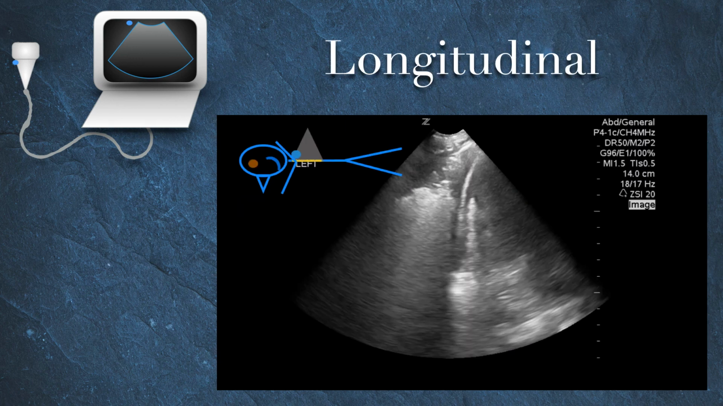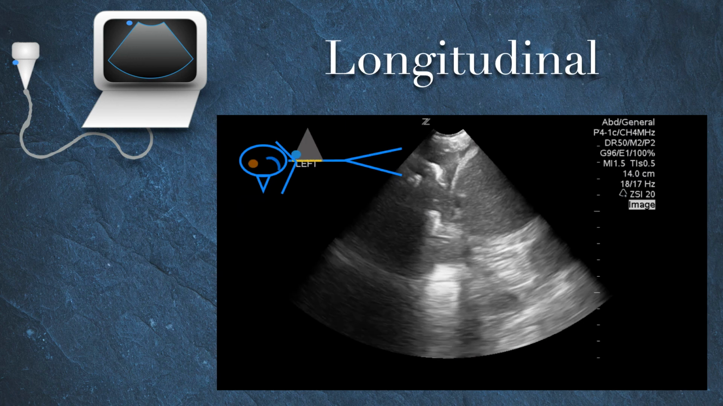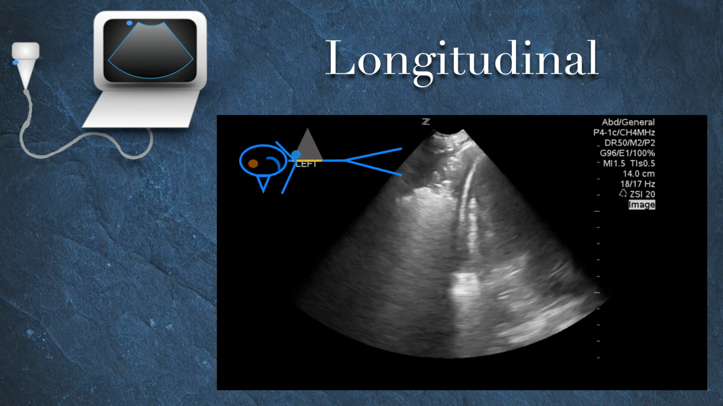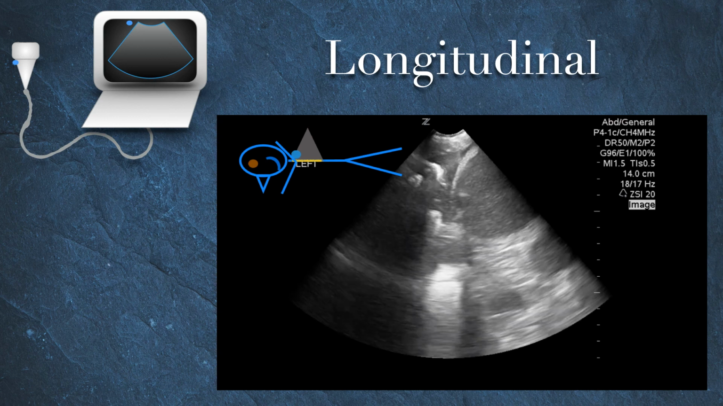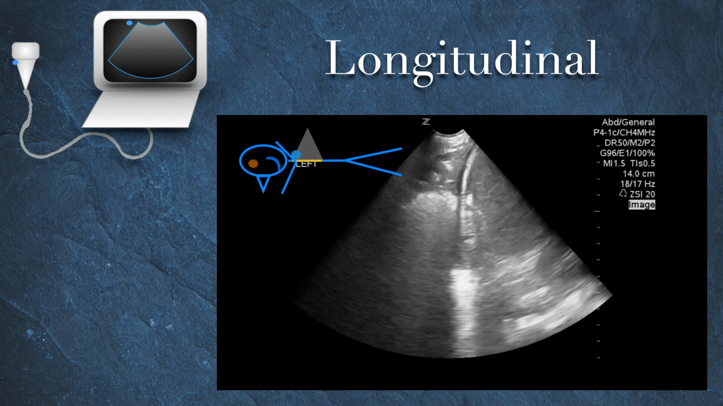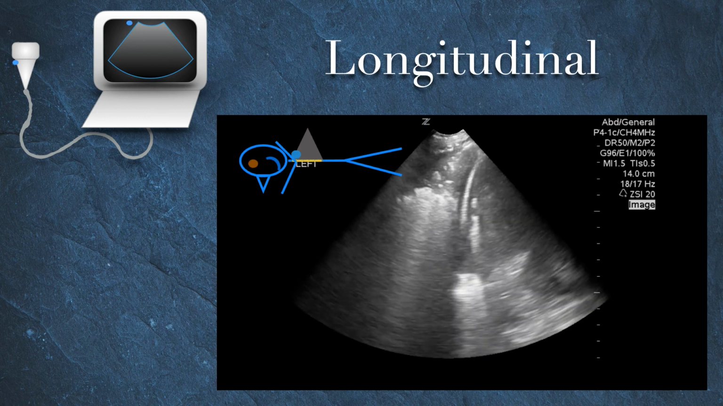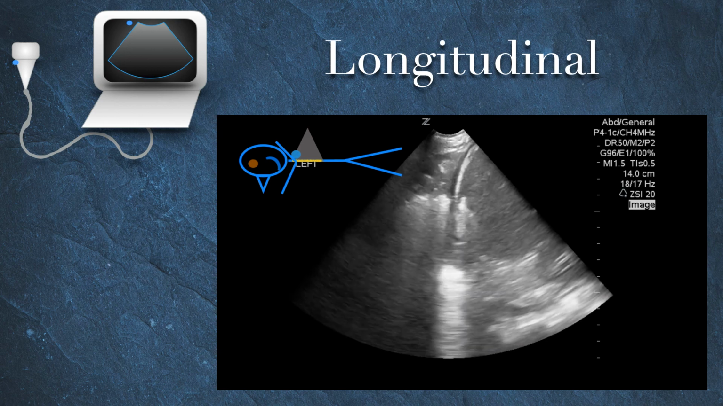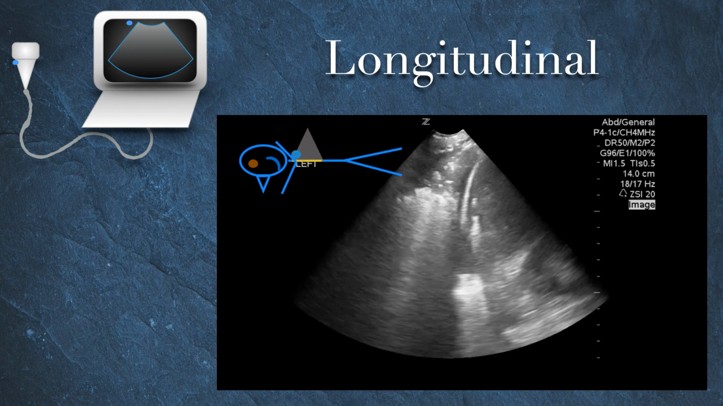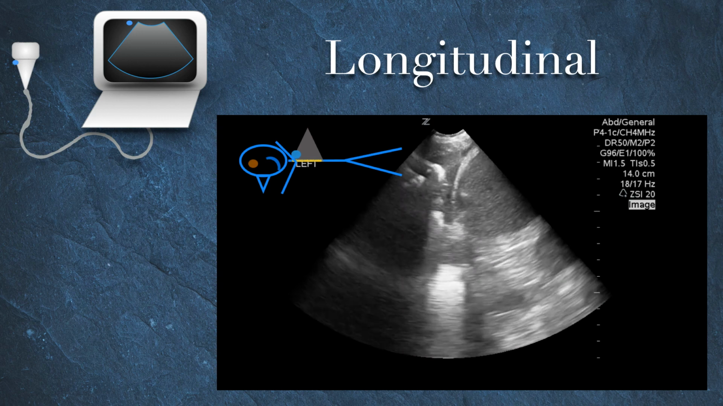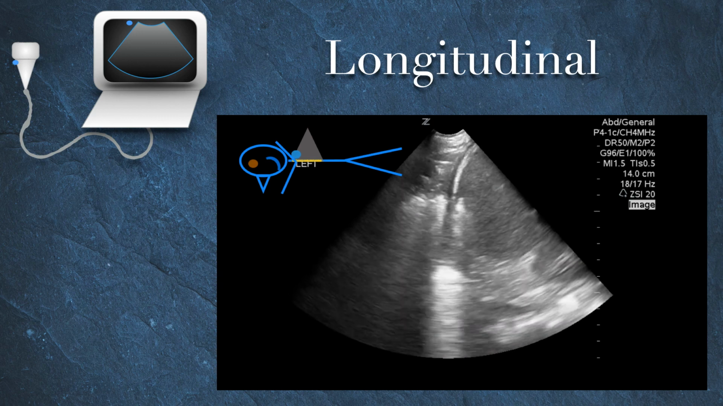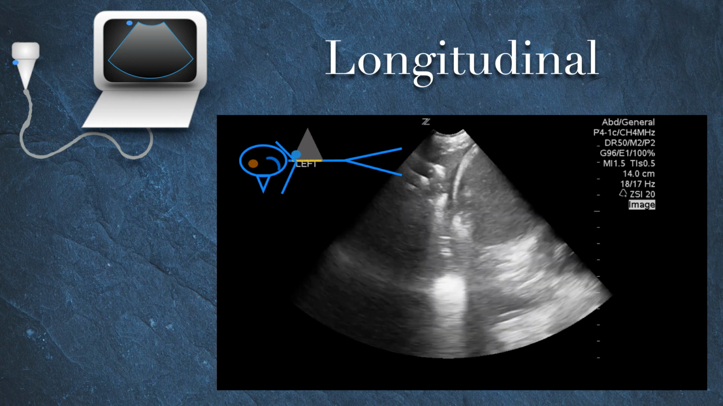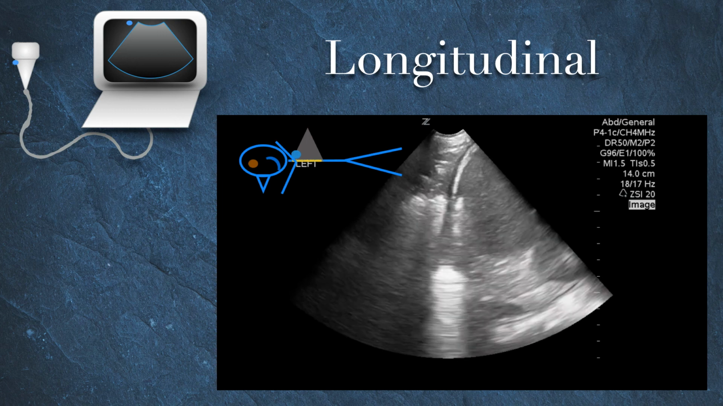Now, this is the left upper quadrant view of the FAST exam. The probe marker is oriented to the patient's head, which means on the screen, the spleen is on the right side, toward the patient's feet. The kidney is even farther to the right because it's also farther down toward the patient's feet. The diaphragm is the linear hyperechoic structure in the center of the screen, and it moves left and right as the patient breathes in and out, or cephalocaudal. Finally, the lung is the farthest to the left of the screen because it is closest to the patient's head.